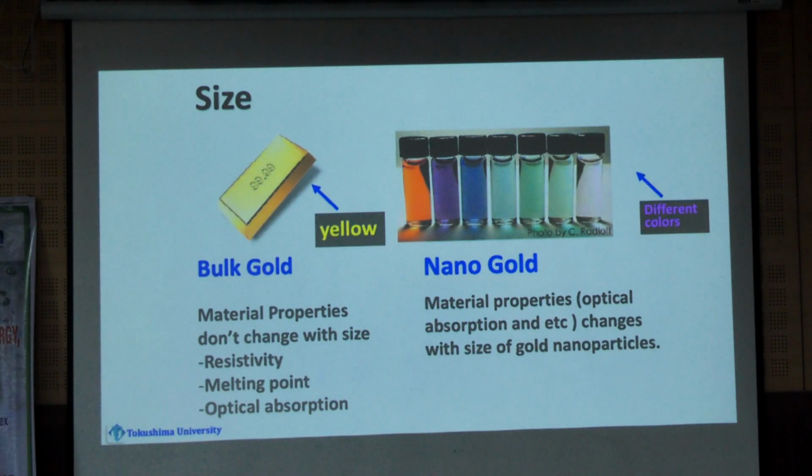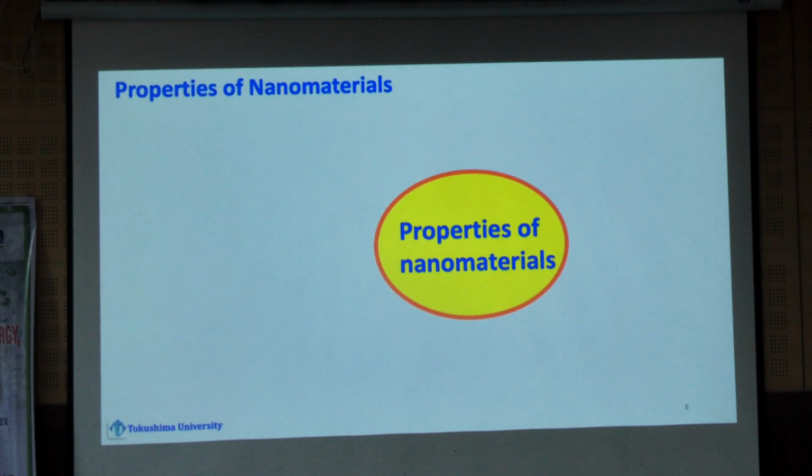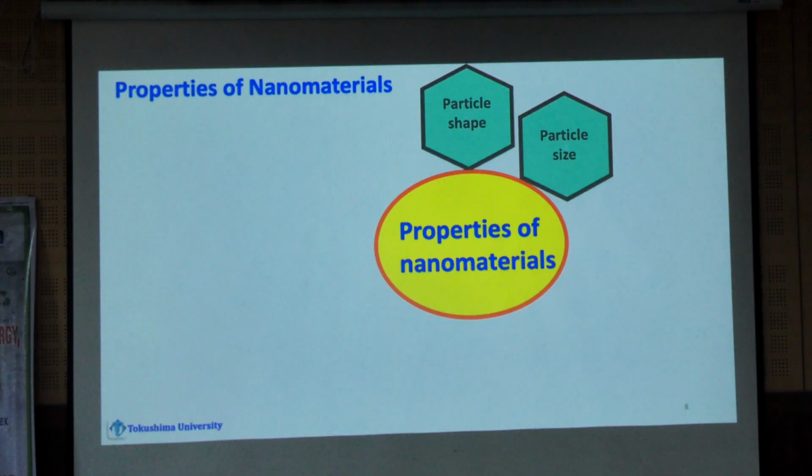So, nanomaterial has two basic properties. Besides these two basic properties, such as size and reactivity, each nanoparticle, whatever nanoparticle we prepare in our laboratory, exhibits a different type of property. What are those properties? Particle size and shape, that we already talked about.